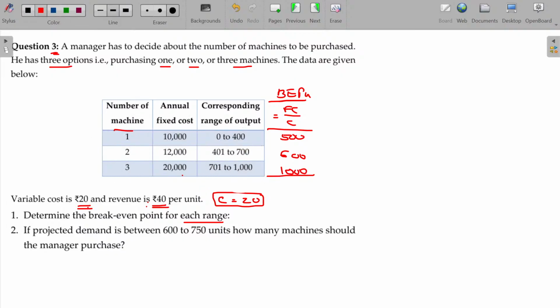If you install one machine, 500 will be your BEP, but your maximum capacity is only 400. Most of the cases, the business people will lose their profit or their investment only due to this reason. Okay, what happens? A 10 by 10 size small business.